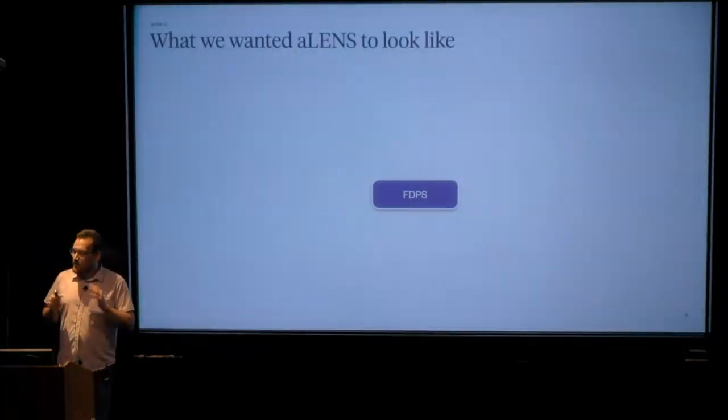So what we wanted a lens to look like, and I'll switch back and forth between saying a lens and a lens, and I can never decide which I like. The initial design was that, okay, we want to do some sort of particle dynamics. Well, looking around online, you come up with this package, which is, I just completely spaced the name. It's FDPS, I forget.